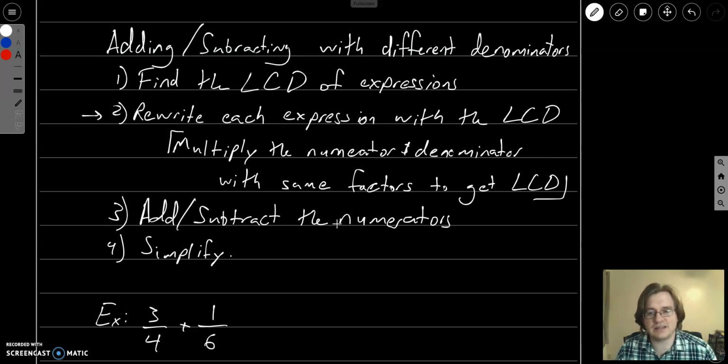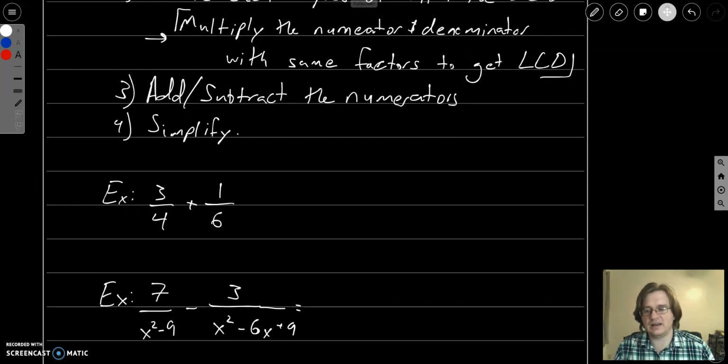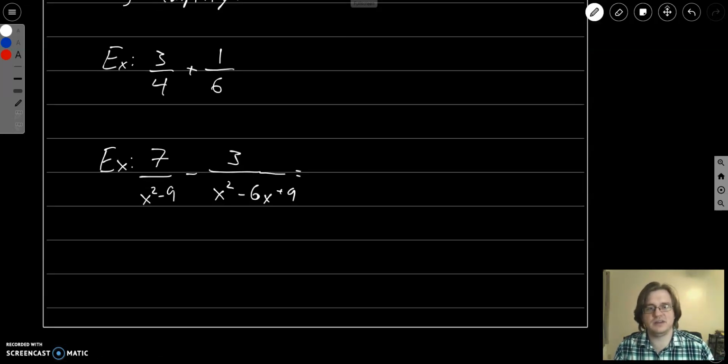This is just like adding fractions that are just numbers, and I'll go through an example in a second. We just multiply both the top and the bottom of the fraction by the factors needed to get the bottom to be the least common denominator. This is something that you'll be familiar with. After we have everything over the least common denominator, we'll just add or subtract the numerators as the expression shows, and then simplify. So let's look at this first one, which is going to be 3/4 plus 1/6.